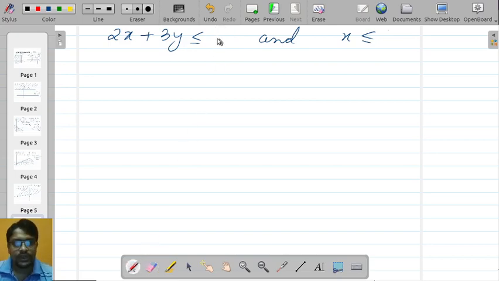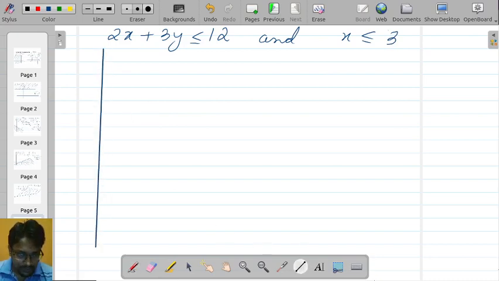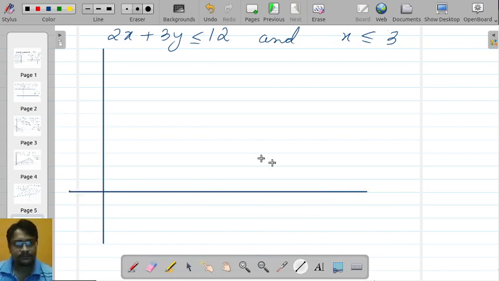Twice x plus 3y less than or equal to 12, and x is less than or equal to, say, 3. These two inequations together represent which region in the xy plane? Let us plot these regions.